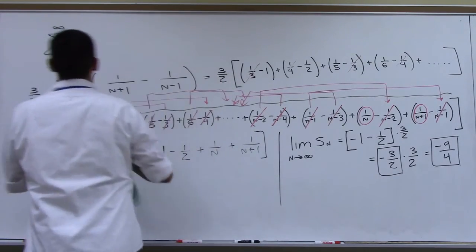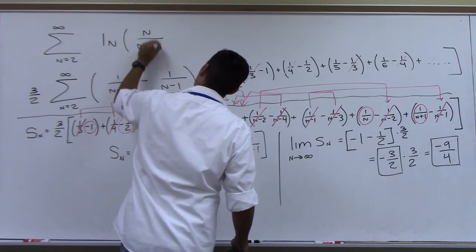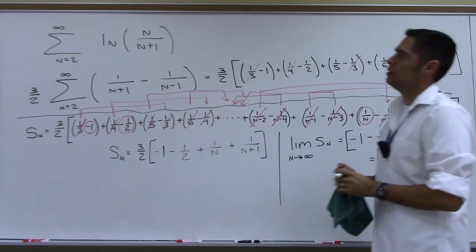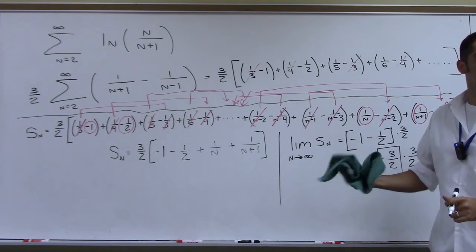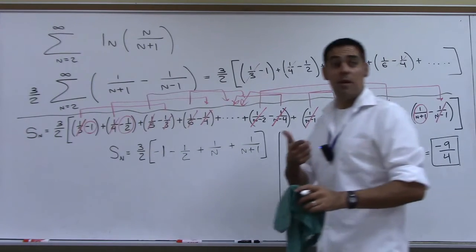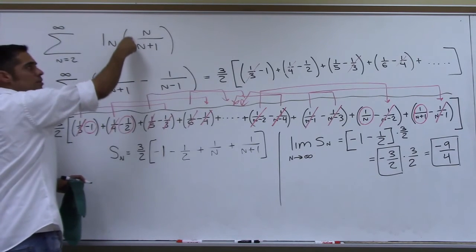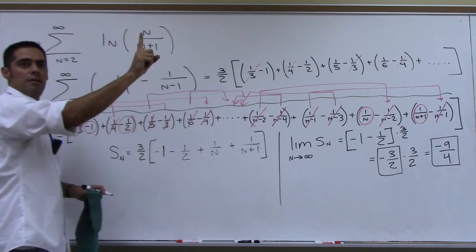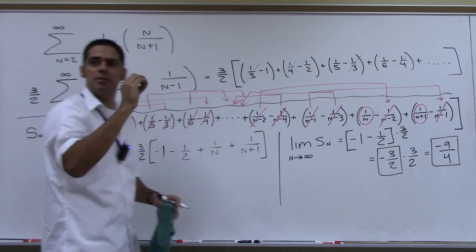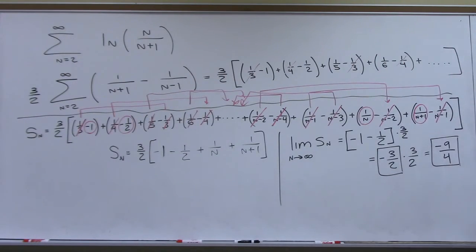If someone were to give you natural log of n over n plus 1, try nth term first. If you do nth term, you get infinity over infinity here. You could do L'Hopital on that, and that would give you a 1. And natural log of 1 is 0. So the nth term would tell you nothing. So you'd start to try and figure out what's going on. It's not geometric. It's not harmonic. How could that possibly be collapsing?